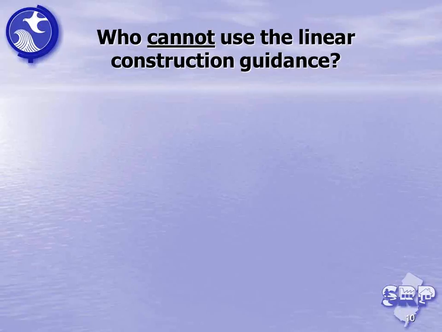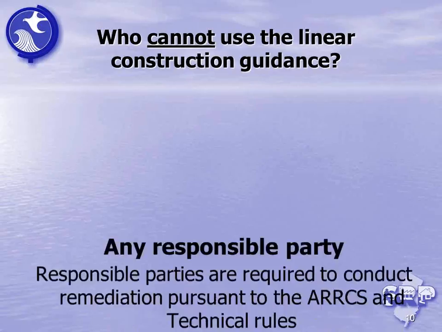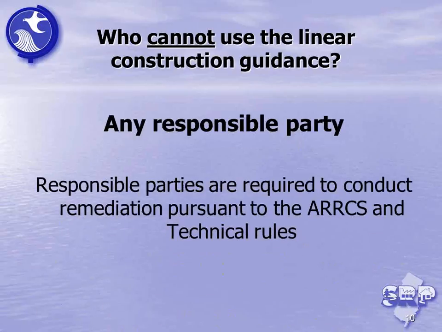George? Responsible parties. If you're a responsible party, you can't use the guidance. For example, a linear construction project is ongoing, and the people working on that cause a discharge. They have a tanker, or some other situation, but they cause a discharge. If they cause a discharge, they're a responsible party, and that discharge would have to be cleaned up pursuant to ARCS and tech rules. Get it? Everybody got it? They're nodding their heads. Good.